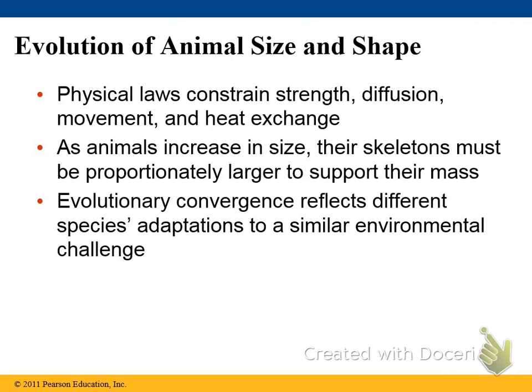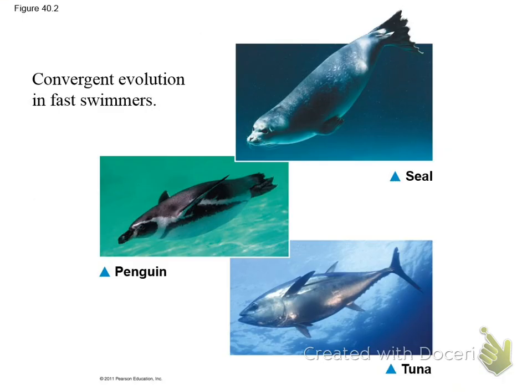Evolutionary convergence reflects different species' adaptations to similar environmental challenges, which would be like the sugar glider and the flying squirrel. Or, in their example, they have a seal, a penguin, and a tuna. A seal is a mammal, I think, a penguin is a bird, and a tuna is a fish. They all can swim and survive underwater, and yet they're all different things.